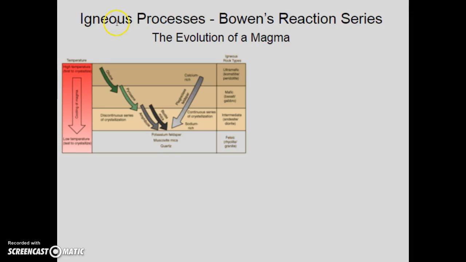As we look at igneous processes, we have to consider Bowen's reaction series. This is how magmas, different liquid rock within the earth, can evolve. We can go from having this ultramafic sample. Remember, the inner earth has a higher concentration of iron and magnesium. And as the rock cools, it's going to change. It's going to evolve. So one single magma can become a wide array of different types of rocks.